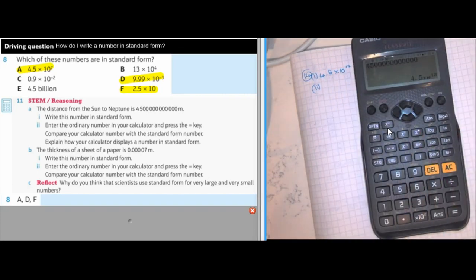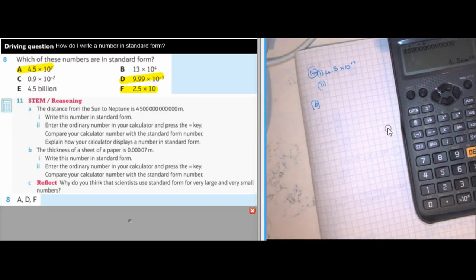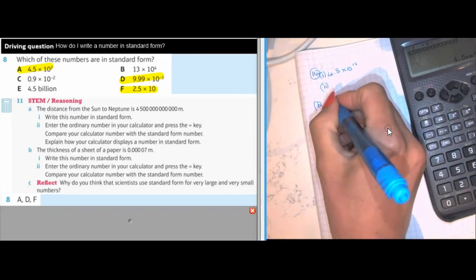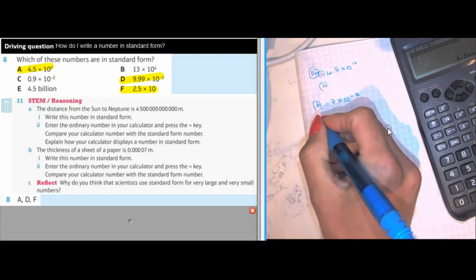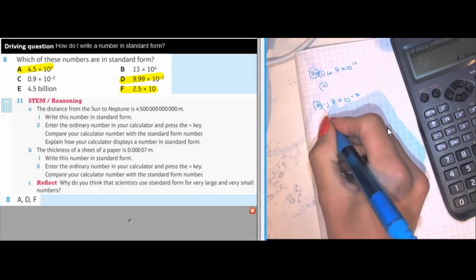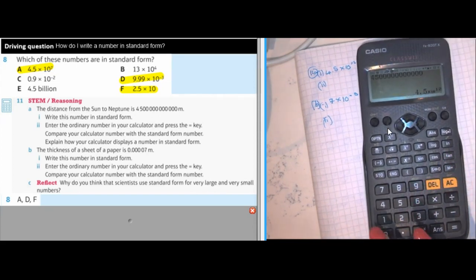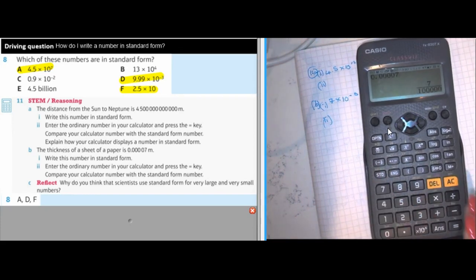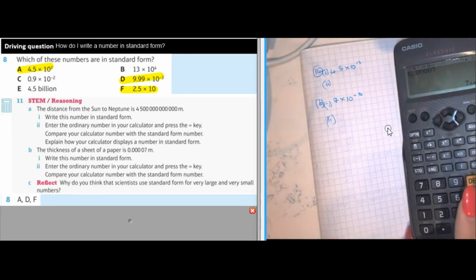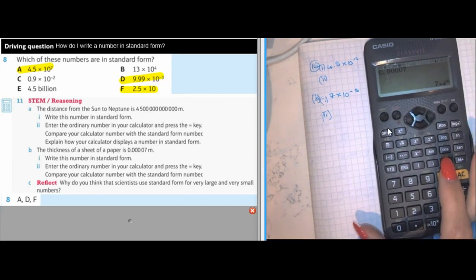Part B. The thickness of a sheet of paper is 0.00007 meters. Write this in standard form. 7 multiplied by 10 to the power of -5. Enter the ordinary number in your calculator and press the enter key. 0.12347. Compare your calculator number with the standard form number. Pretty much exactly the same.